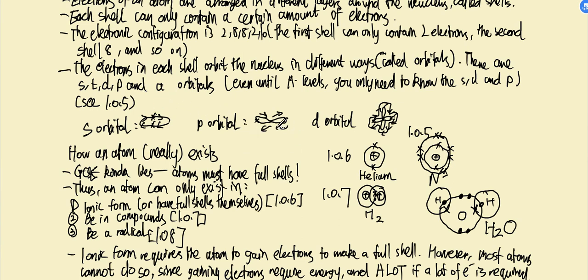A p orbital goes around like this, like an 8. It can also contain 2 electrons, and the d orbital goes around like this, and it can contain 4 electrons. So these are like the orbitals around the electrons. So 2, 8, 8, 2, 10, easy. So the first shell can only contain 2, second shell can only contain 8, etc.